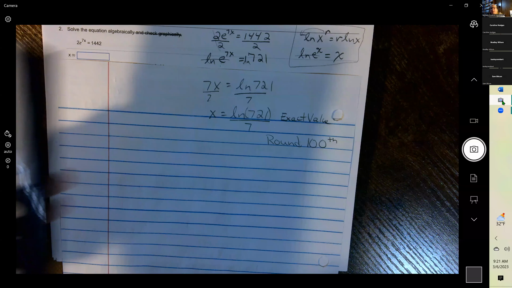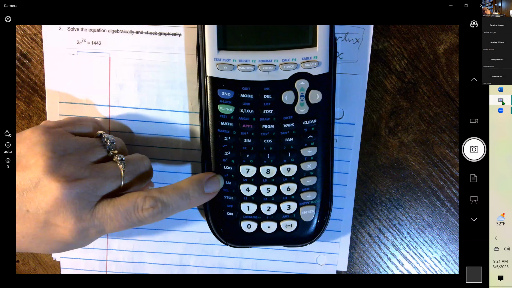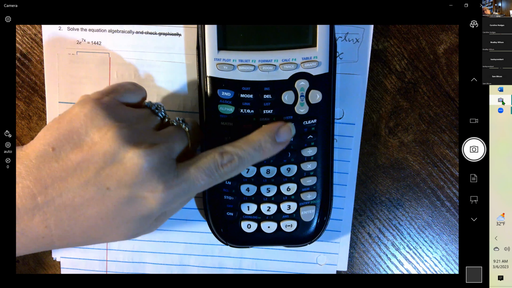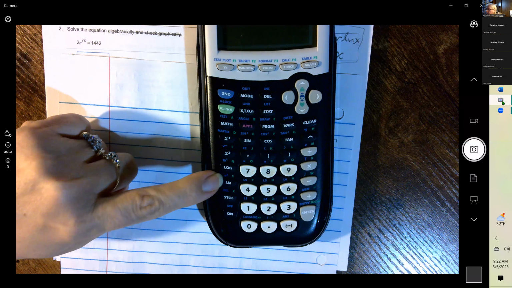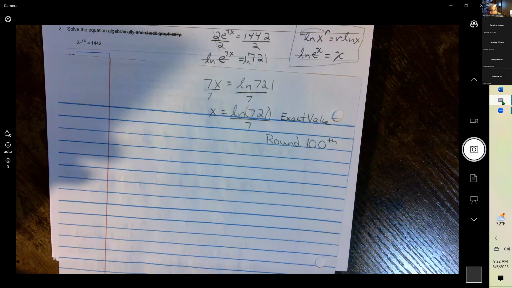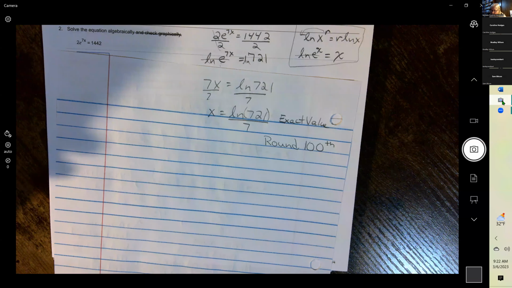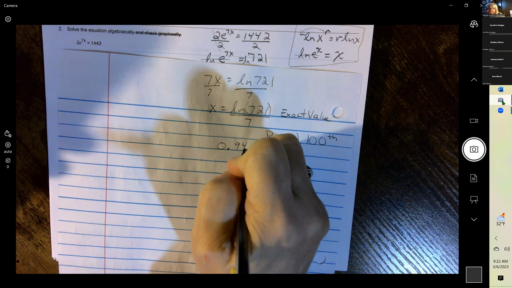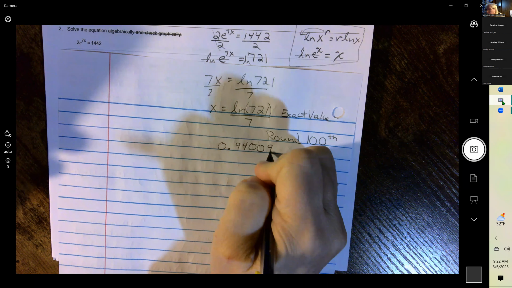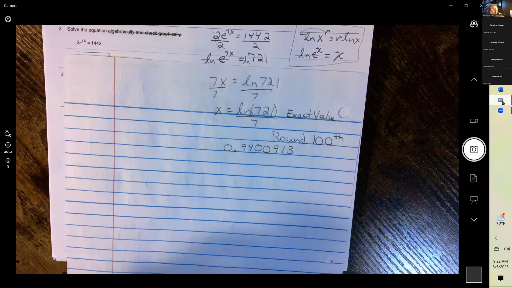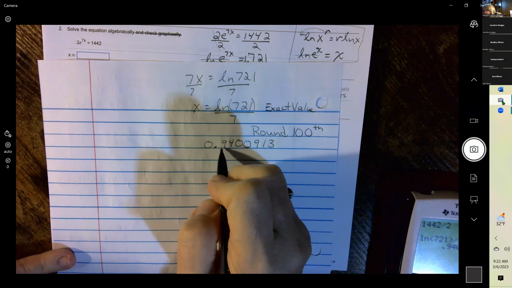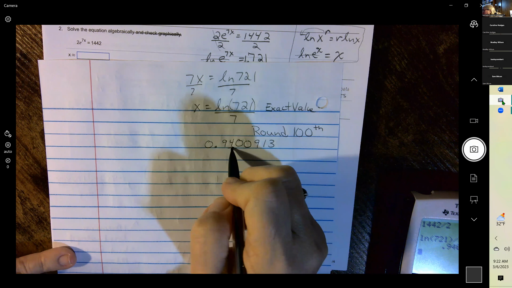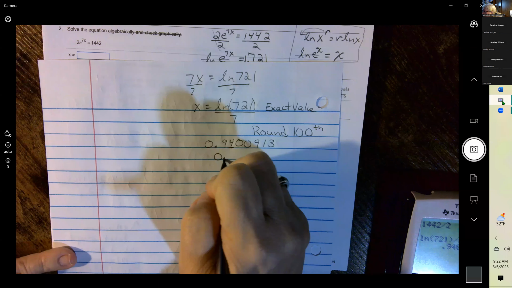The natural log button, it's here. Sometimes they're up here, but you want ln. Make sure you close the parenthesis before you divide by 7. So it looks something like this. The 100th is the second position, and this is a 0, so it would be 0.94.